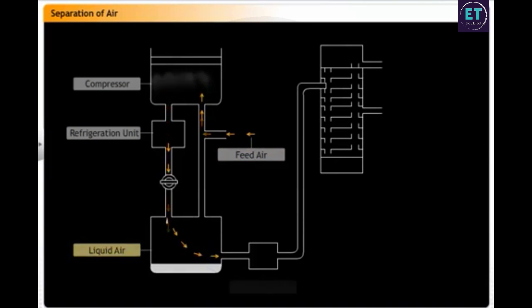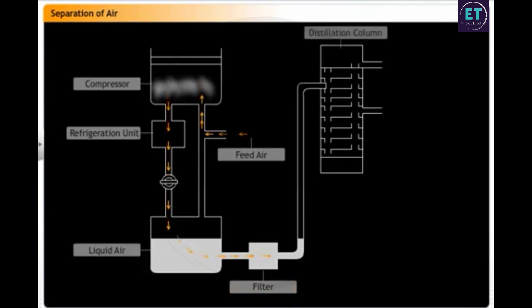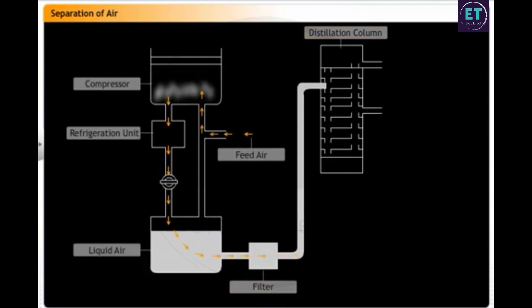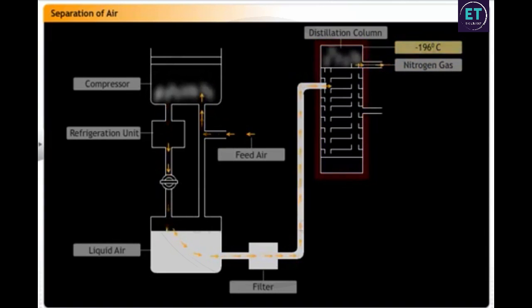The liquid air is passed through a filter to remove impurities and then fed into a tall fractional distillation column from near its base. The apparatus is warmed. On warming, liquid nitrogen boils off first to form nitrogen gas as it has the lowest boiling point of minus 196 degrees centigrade. This nitrogen gas collects at the top of the fractional distillation column.